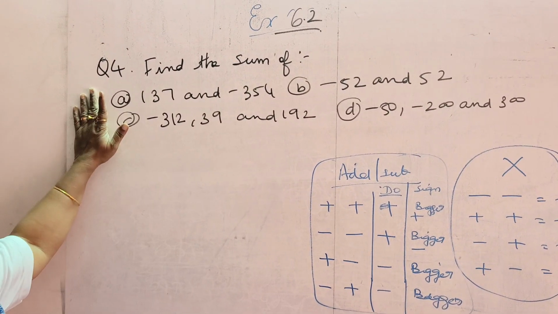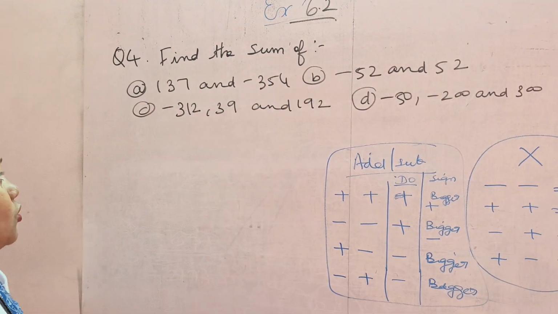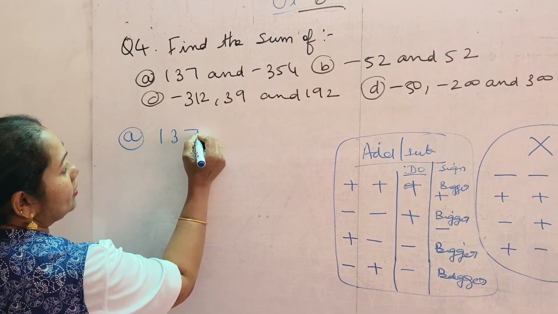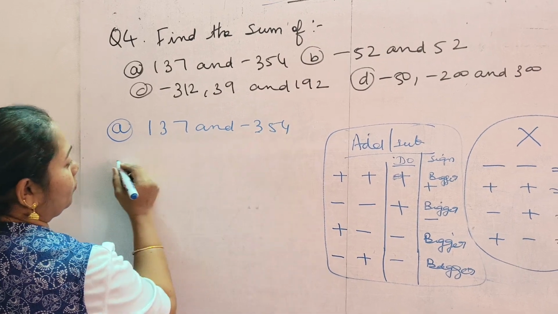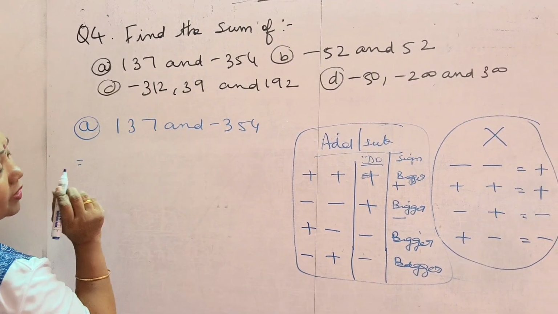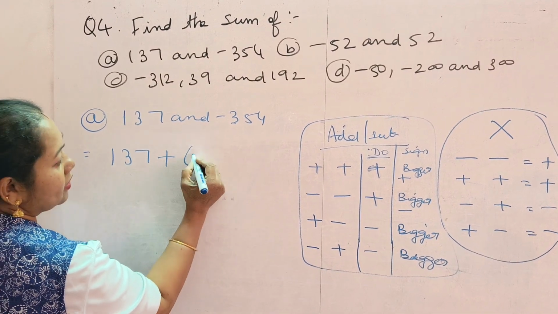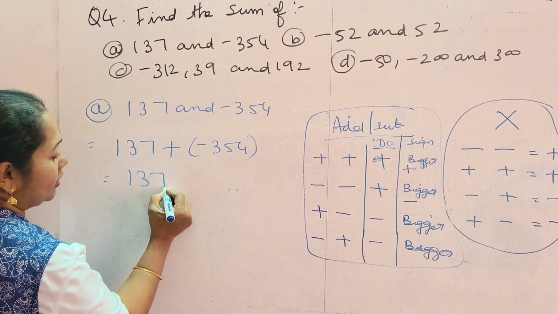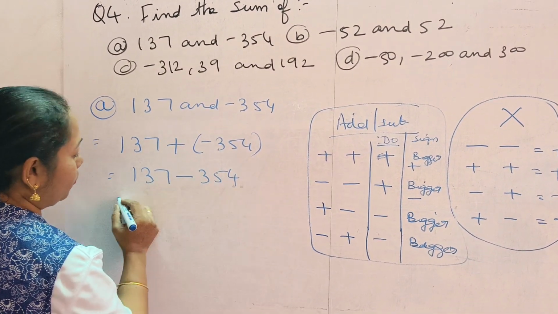Now question number 4. Find the sum of all these numbers. The first question is again the same type: 137 and minus 354. So what do we have to do? Sum means addition only. So 137 plus minus 354, that means 137 plus into minus, minus 354.